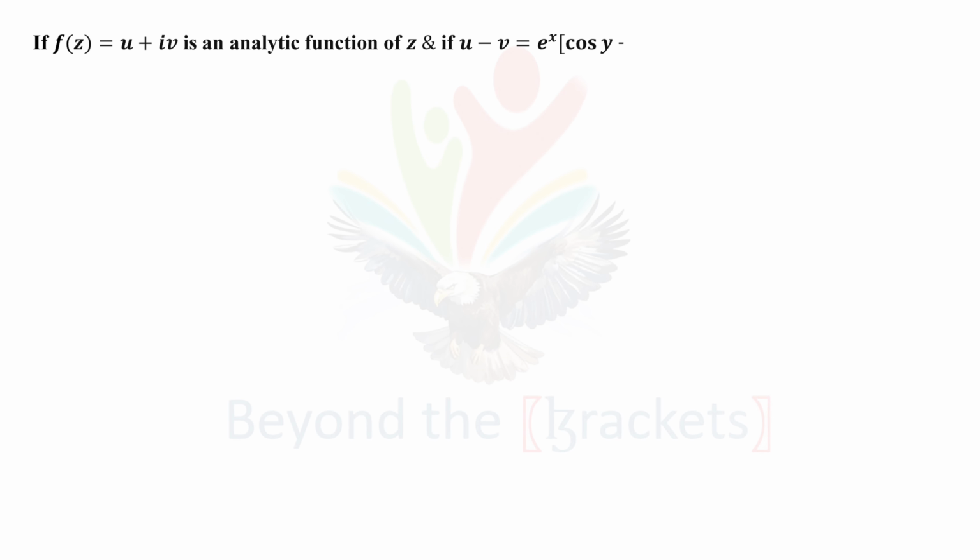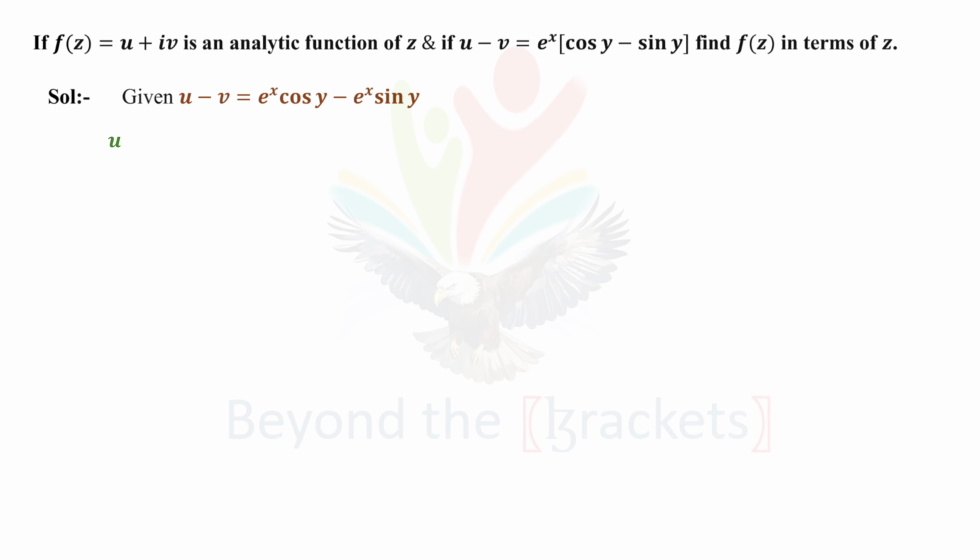The next question is given as, if f of z is equal to u plus iv is an analytic function of z, and if u minus v is equal to e power x into cos y minus sin y, find f of z in terms of z. So here u minus v is given as e power x cos y minus e power x sin y. Differentiating this partially with respect to x, we get ux minus vx is equal to differentiation of e power x will be e power x and cos y will be constant, minus differentiation of e power x will be e power x and sin y will be constant.